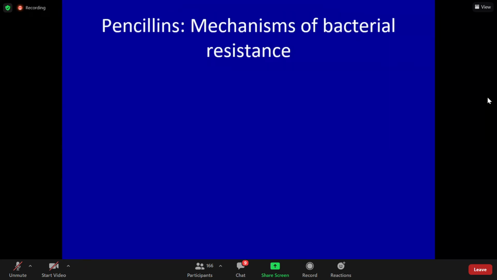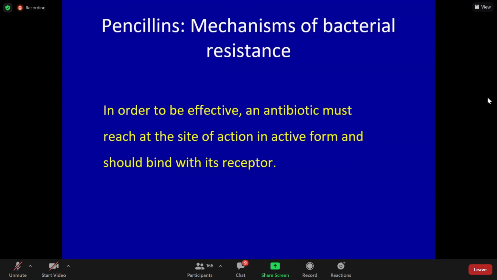Mechanisms of bacterial resistance: how do bacteria develop resistance? Keep in mind a magic sentence which you have to memorize all your life whenever you try to understand the mechanism of resistance. In order to be effective, an antibiotic must reach the site of action in active form and should bind with its receptor. What are the keywords here? First keyword: it should reach the site of action. If it does not reach, it is no more an antibiotic.